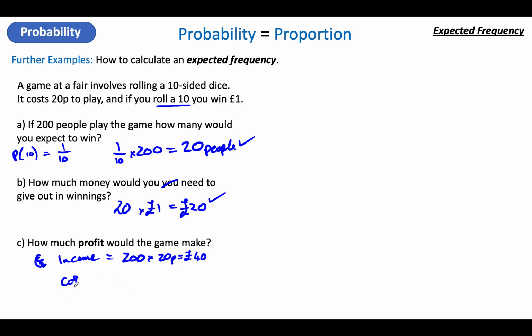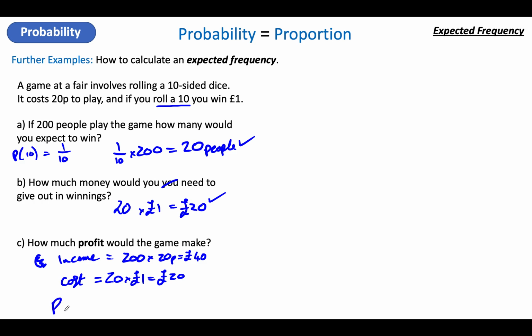Now my costs. What's the cost in this game? Well, the cost is I need to give out the winnings. Now my winnings was the 20 lots of £1, wasn't it? If 20 people win, they get a pound each. So the total I have to give out is £20.